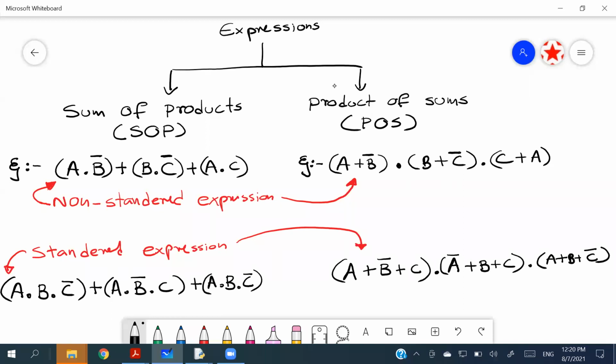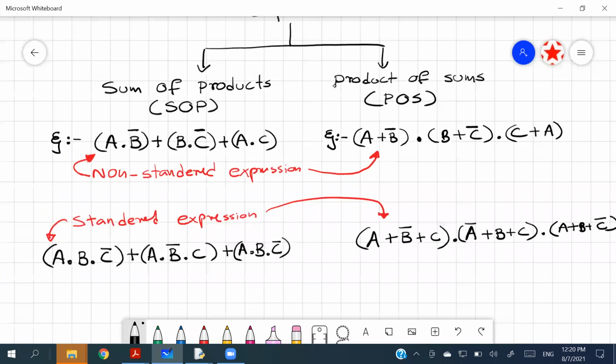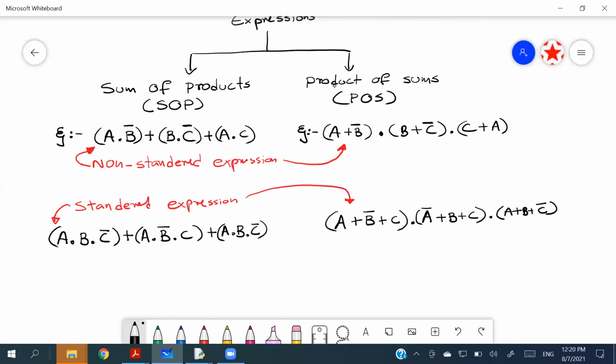Like this, right? And complete the other two as well. So the big picture, the full picture is we have expressions. Those are being categorized into the SOPs and POS. So we have standard POSs, we have non-standard POSs, right?